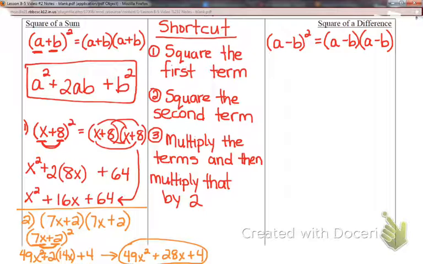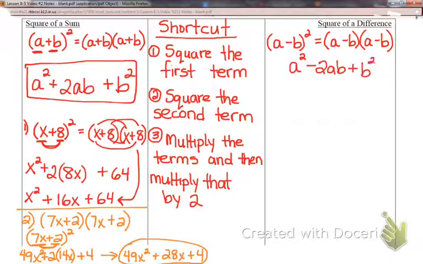Okay, you'll really get a little bit more practice with this as we go to the other side and we square a difference. The only difference here is one of the signs. So if we were to do FOIL, we would get almost the exact same thing. Let me just write here. The only difference is that in front of the second term is going to be a minus sign. So it's going to be a squared minus 2ab, but it's still a plus b squared.